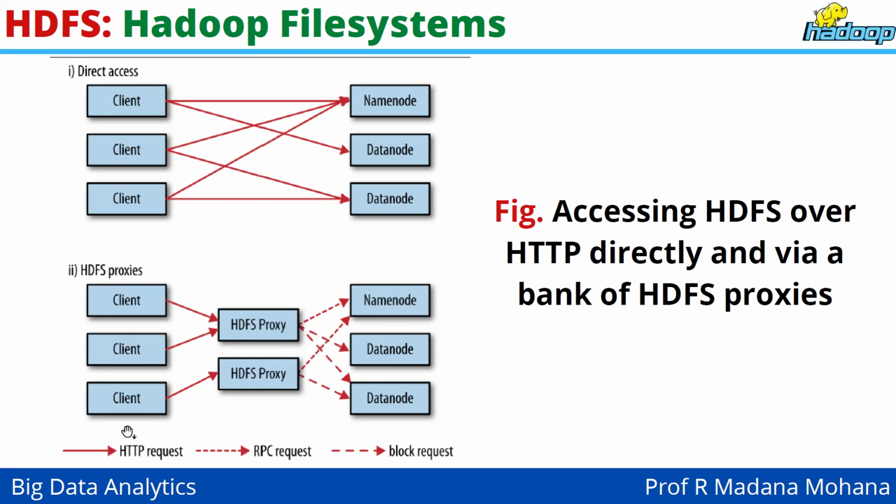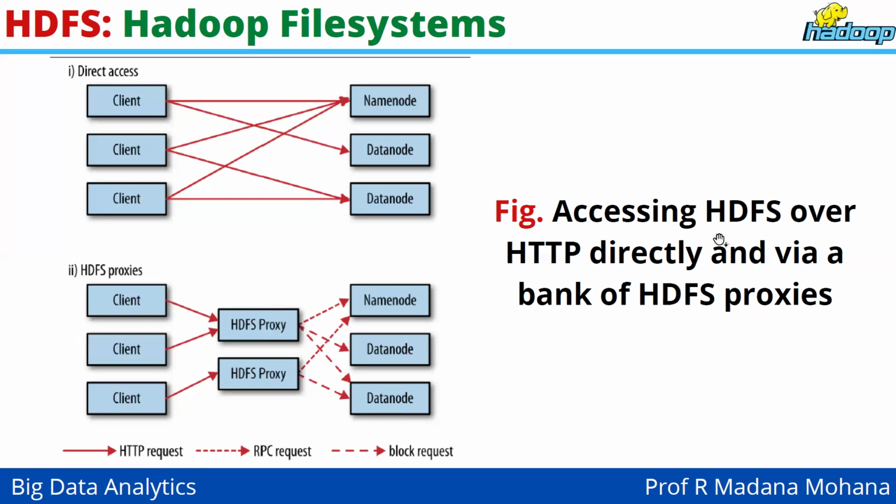In this, the solid line arrow represents an HTTP request. Then the dotted arrow represents an RPC request, that is, a remote procedure call request. Then normal dashed arrows represent block requests. Here you can see the differences. Three types of communications are there.